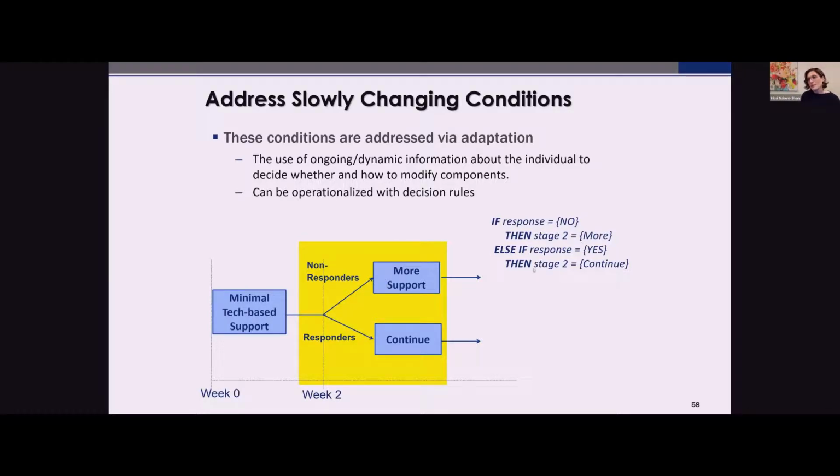Adaptation can be operationalized by using decision rules. And this decision rule describes the adaptation here in this decision tree. It's just a different way to describe the adaptation, and soon you'll see why. It's kind of convenient. If the participant is a non-responder, we provide more support. Otherwise, we continue. Now, it's convenient because it also shows you what are the elements of the adaptation.